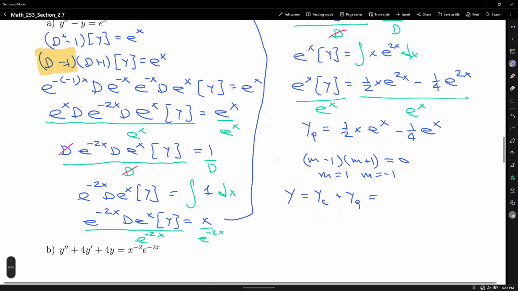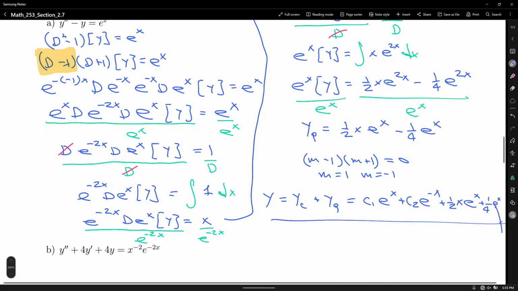How do we get y sub c? We got m1 and m2, which are non-repeated, real and distinct: c1 e to the x plus c2 e to the negative x plus, what did we get for our y sub p? Plus 1 half x e to the x plus 1/4 e to the x. Final answer. All right.